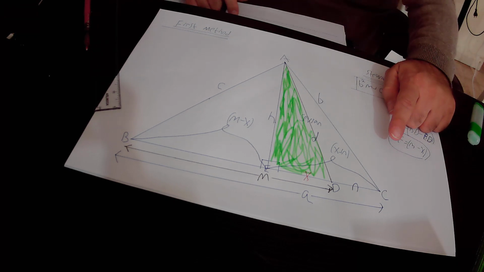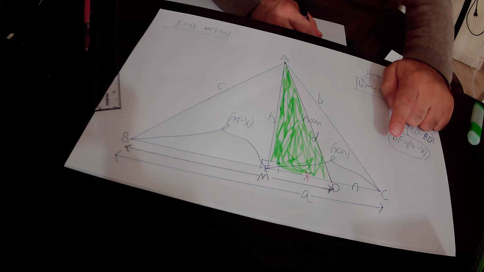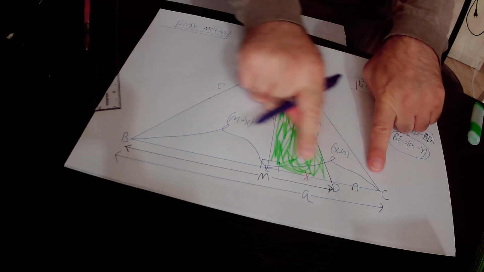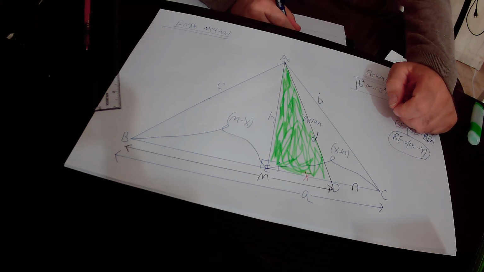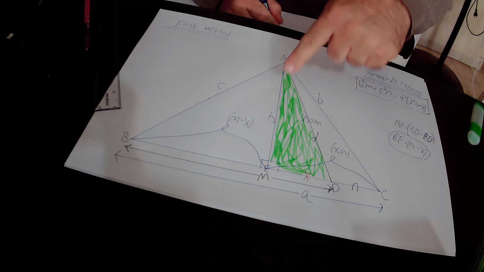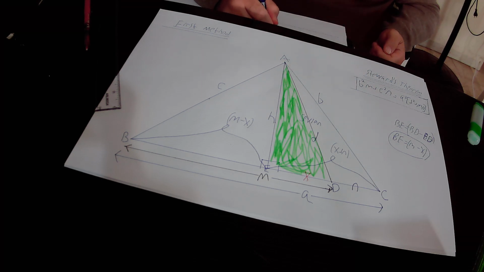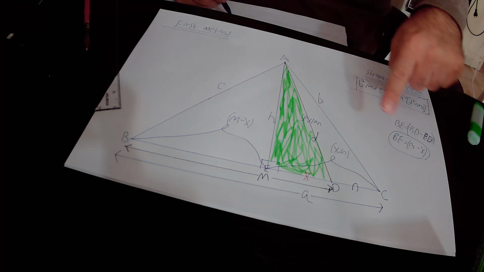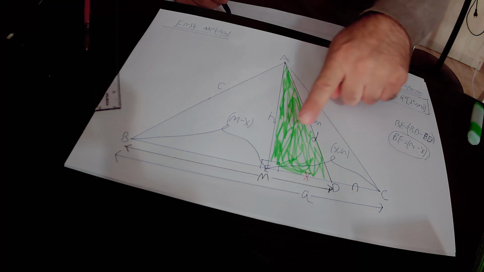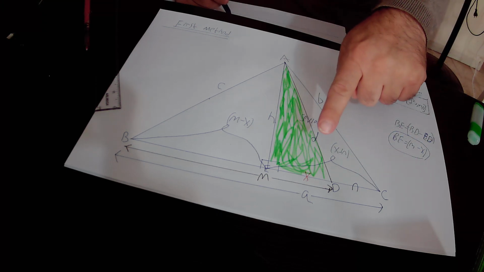AC squared equals EC squared plus AE squared. Repeat again, in the right triangle AEC, AC squared equals EC squared plus AE squared.